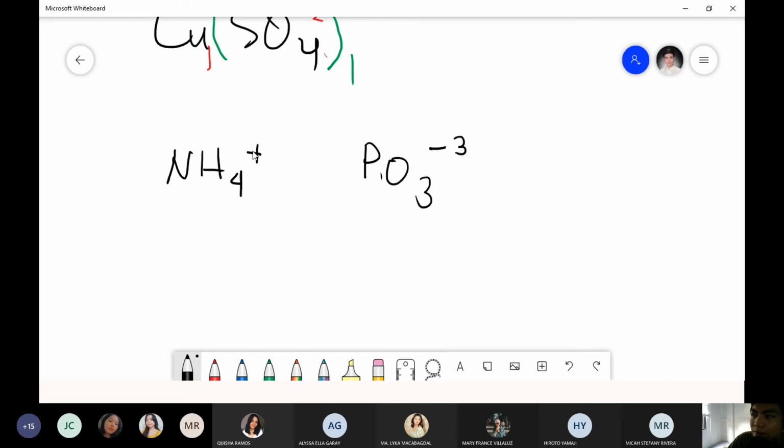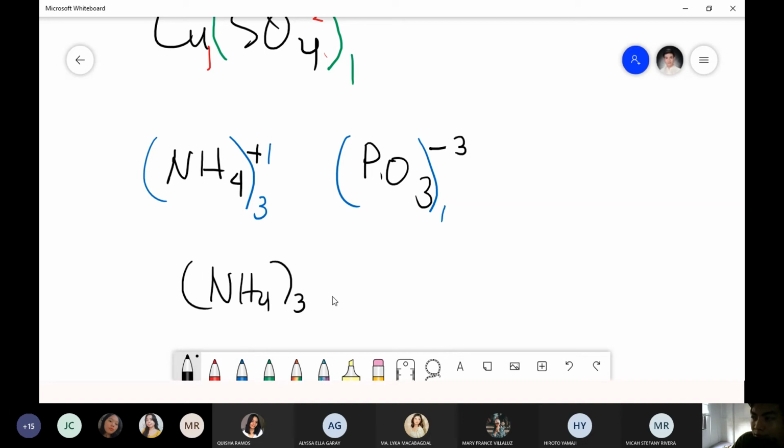How about this one? What will be the formula? So let's do the crisscross. As you can see, we have polyatomic ions. When you say polyatomic ions, ion with many atoms. So this has many atoms. Obviously, it has 5. This one has 4. So you have to write parentheses around it. And only at the time you write the parentheses, you can bring down the charges. So this 3 will be placed here, the 1 will be placed there.